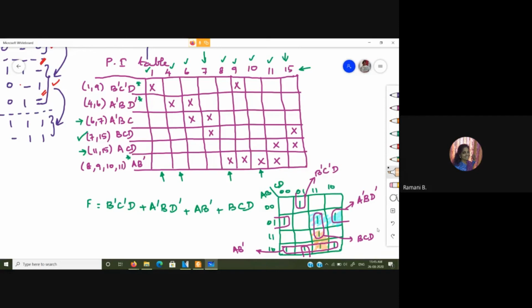Okay. So the same thing we found over here, that these three are essential prime implicants, and by including this term I can cover the 7 and 15 over there. So I consider this particular group instead of taking these two. Okay? Now you understood?